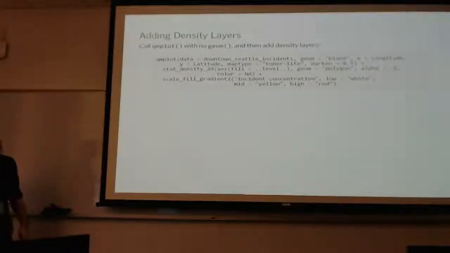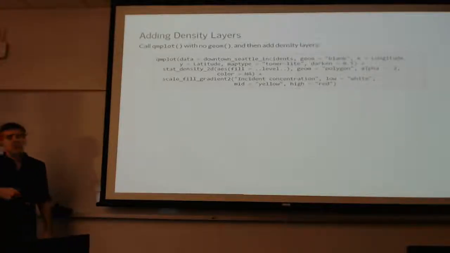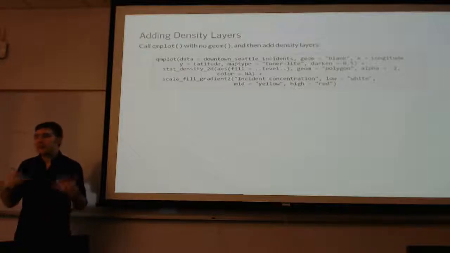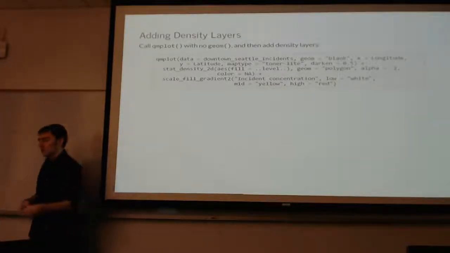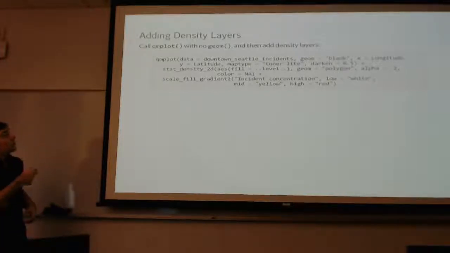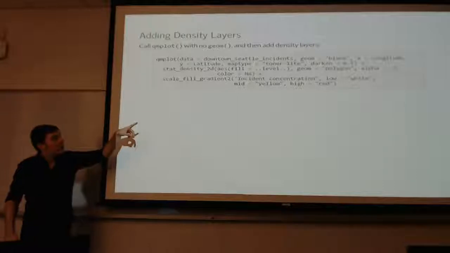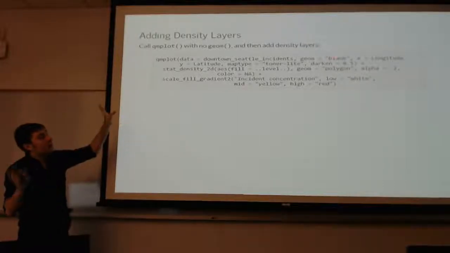Okay, now what we're going to do is this quick map plot, the same plot as before, kind of, but we're going to throw on top of it a density plot so that we can show the density of these crime incidents that occurred in the city. So I'm going to call qmplot. My data is going to be downtown Seattle incidents. My geometry is blank. I have nothing.